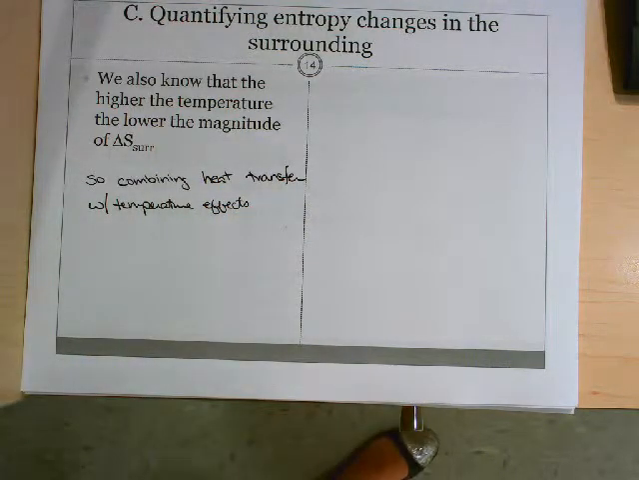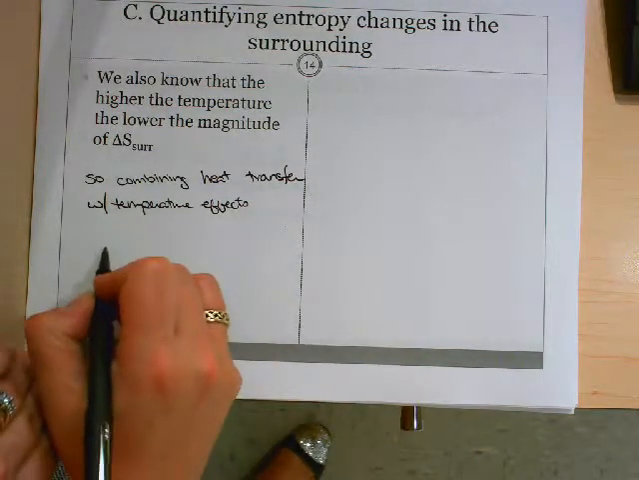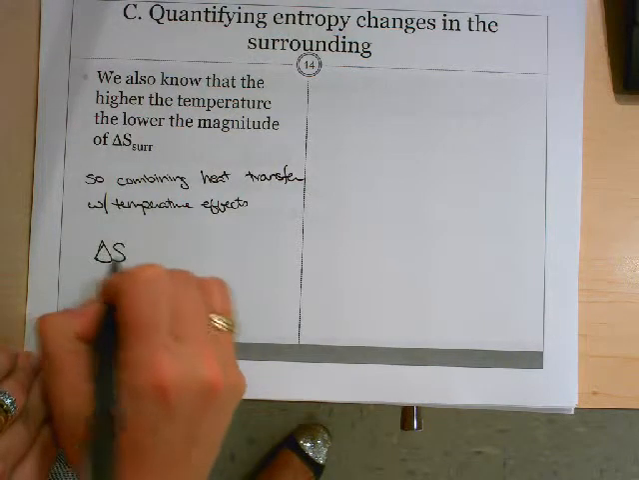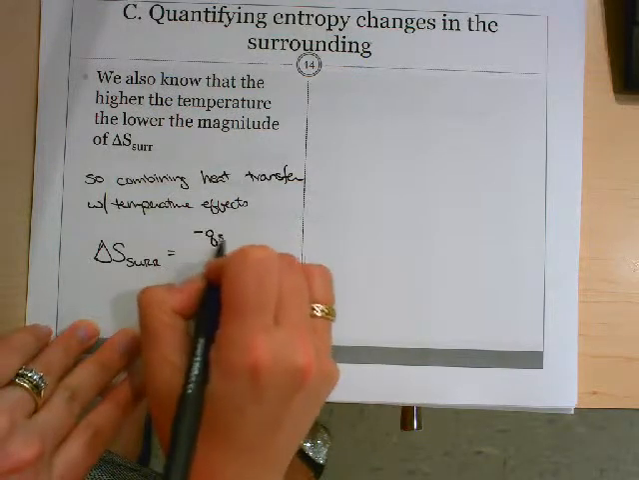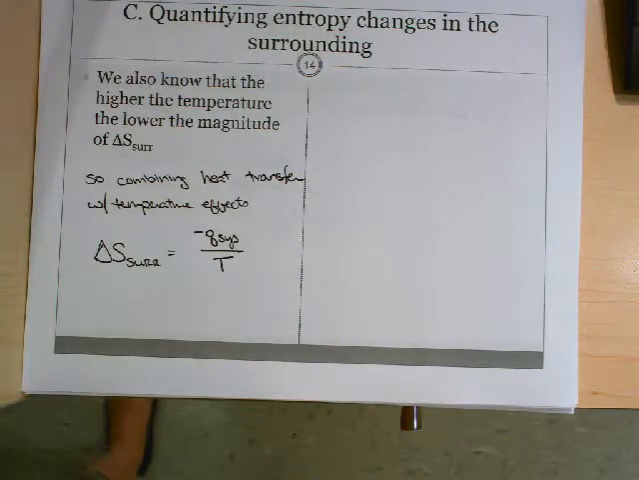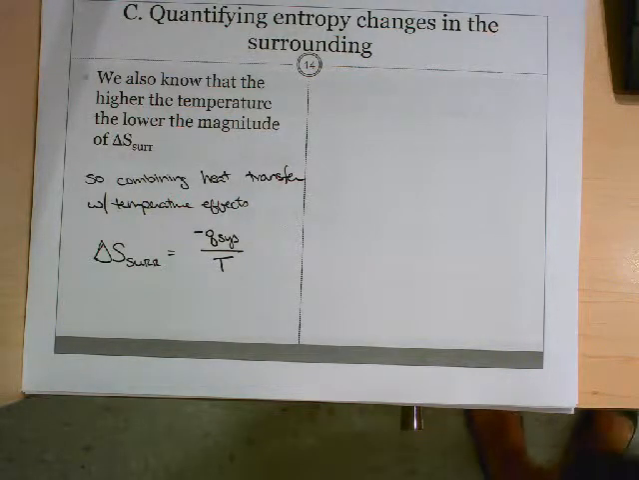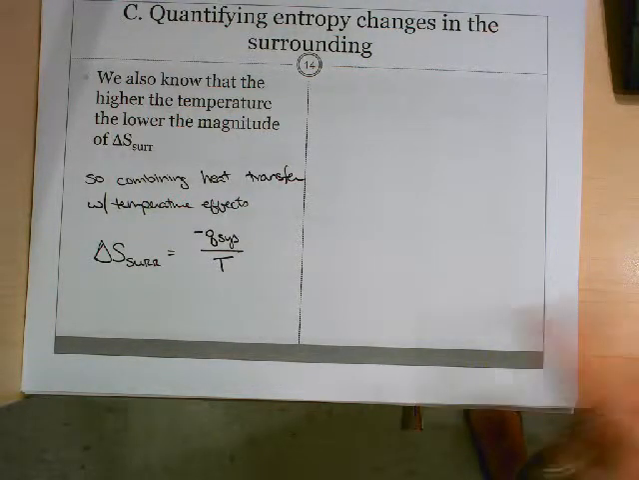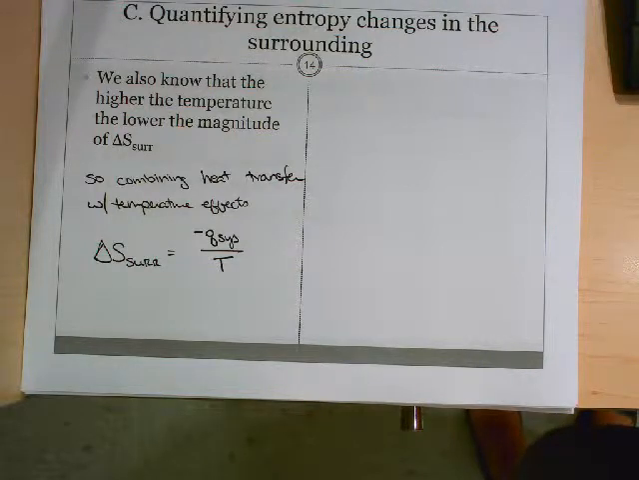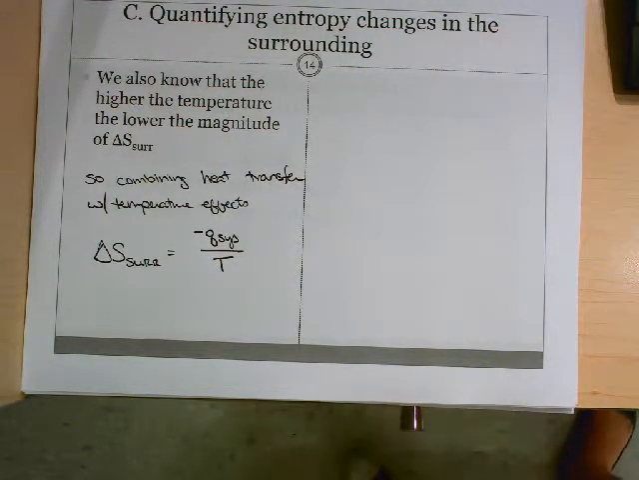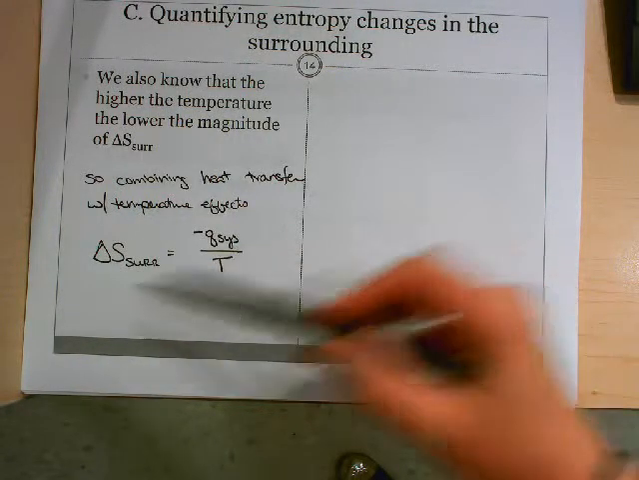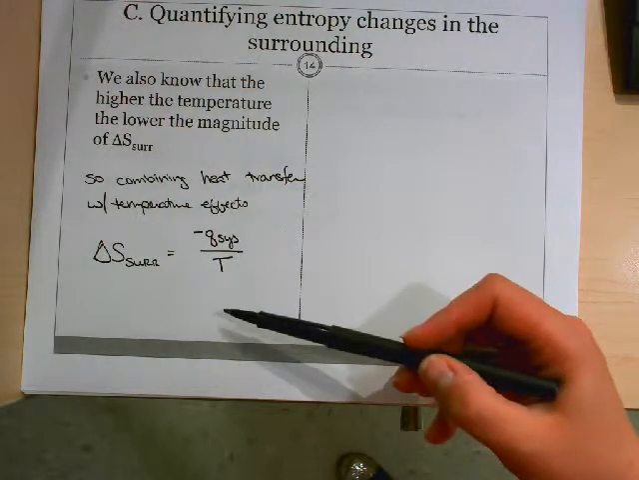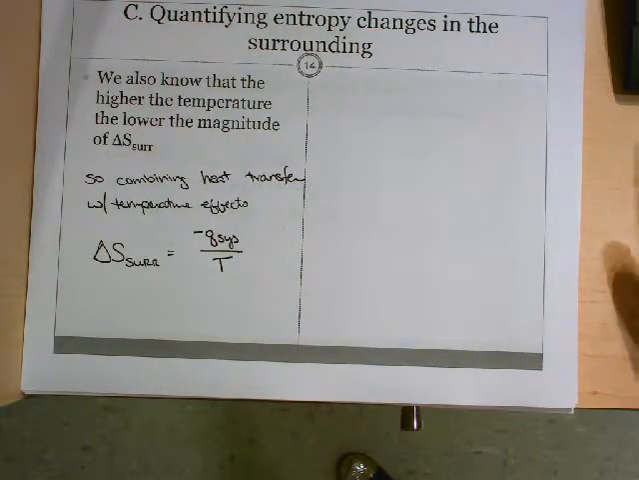So combining the two ideas of heat transfer and temperature effects, we end up with the equation delta S surroundings is equal to, what's little q stand for? Heat, right? So delta S surroundings is directly proportional to heat, and it's inversely proportional to temperature. So this equation combines those facts together.